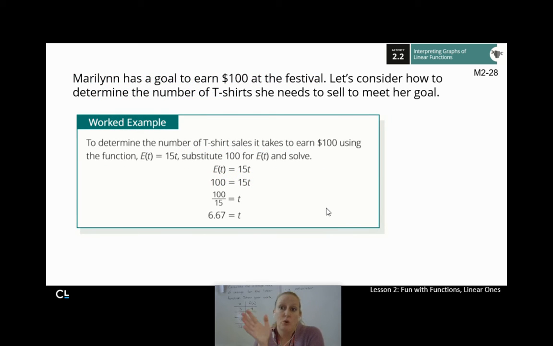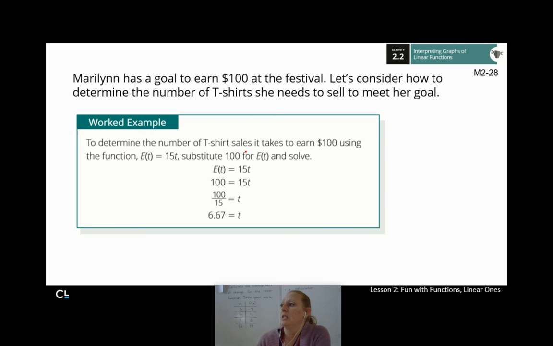Now, Marilyn does have a goal, right? And oftentimes when people go to these festivals, these farmers markets, they've got to pay for the booth, there's costs that have to be covered. And so they usually have a goal of how much money they want to earn. So Marilyn has a goal to earn $100 at the festival. So let's consider how to determine the number of t-shirts she needs to meet her goal.